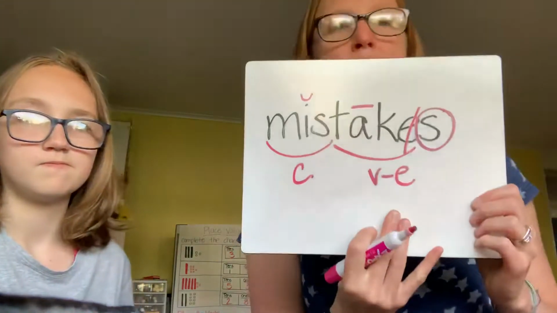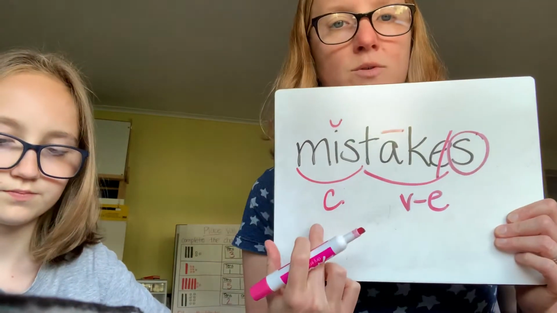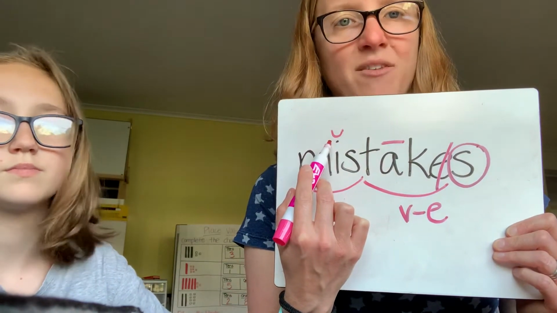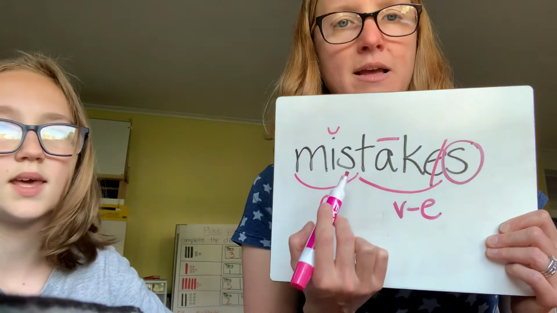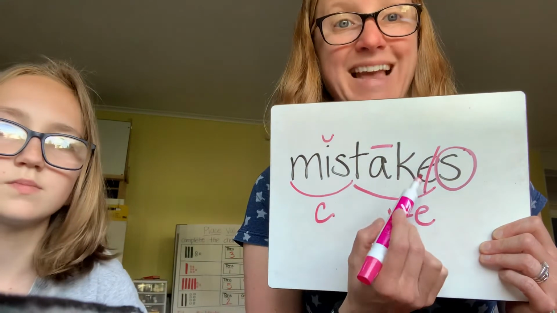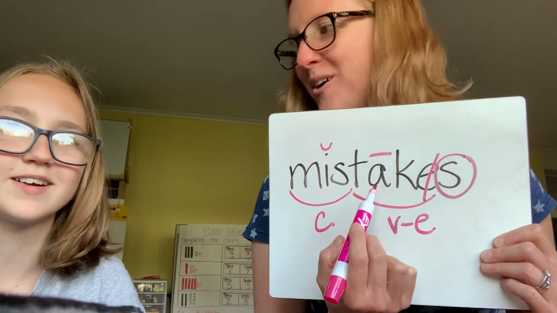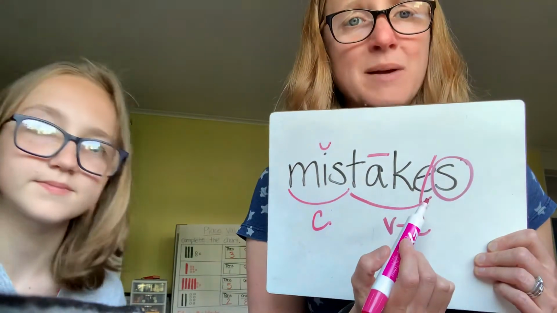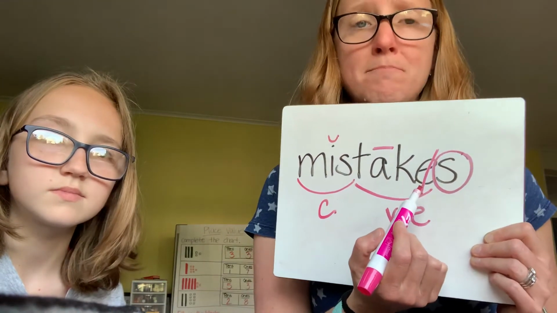Now, mis is the first syllable. It's a closed syllable. I have a short I sound. Takes. I have a long vowel sound here because that E gave all its power. And I have my S, my suffix S. So that's the word mistakes.